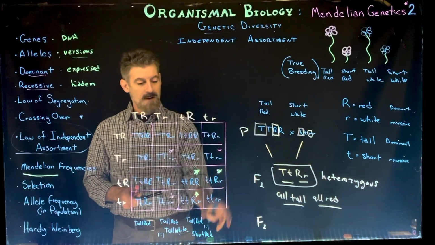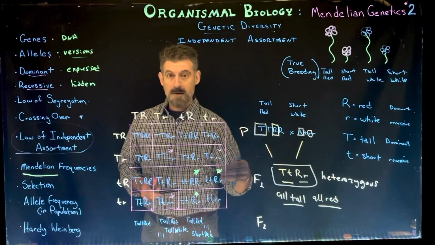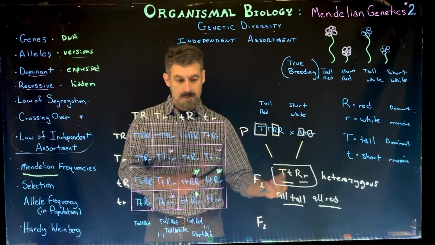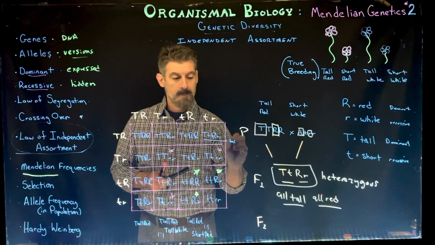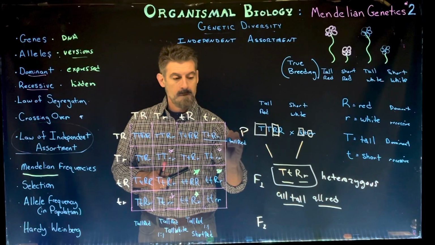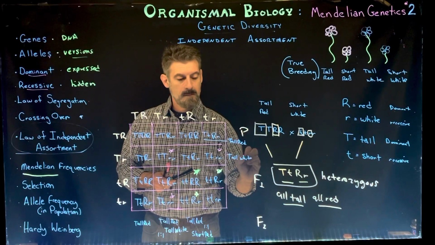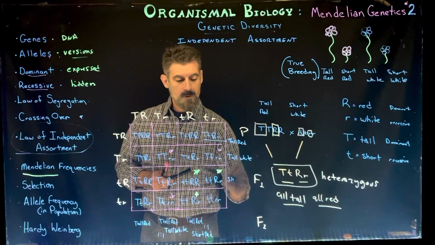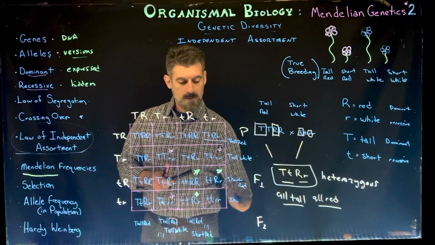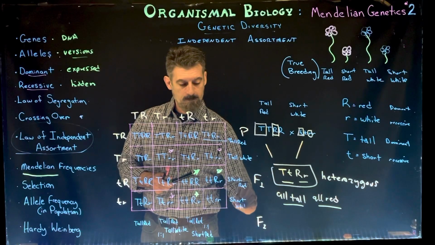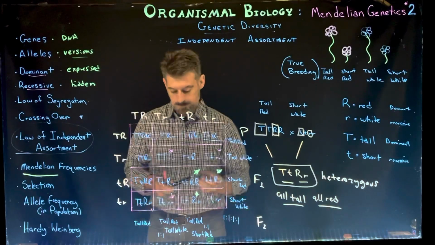So now in this final column over here, we actually see 4 different phenotypes, right? So here we have tall red, here we have tall white, we're going to have short red, and then short white. And they would be equal, 1 to 1 to 1 to 1.